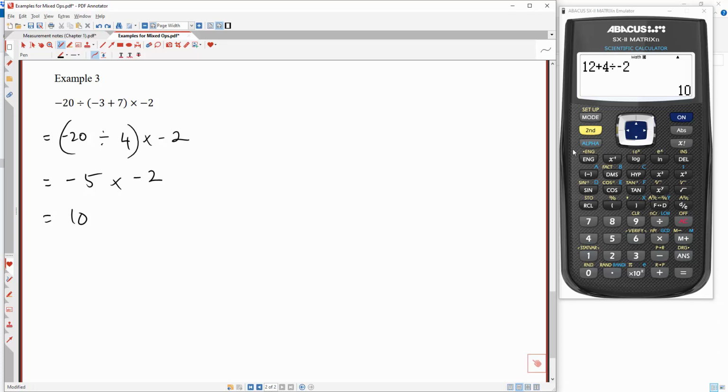So as you go through the bookwork, I highly recommend using your calculator, so practicing your calculator skills. So I'll just show you this last one on the calculator. We're going to do negative 20. So you're just looking for similar keys on your green calculators, divided by brackets, negative 3 plus 7, close your brackets, multiply by negative 2. And we've got 10.